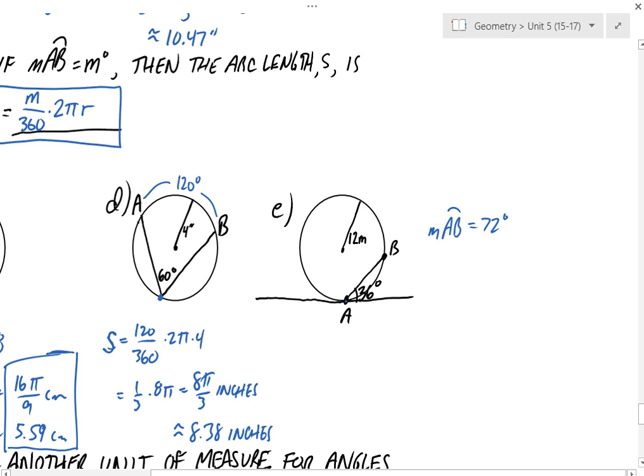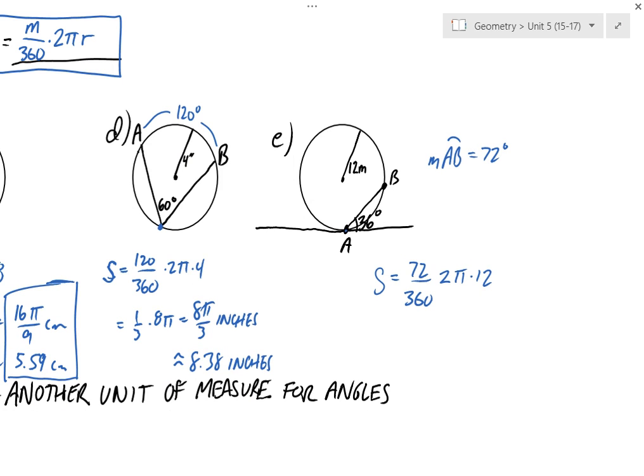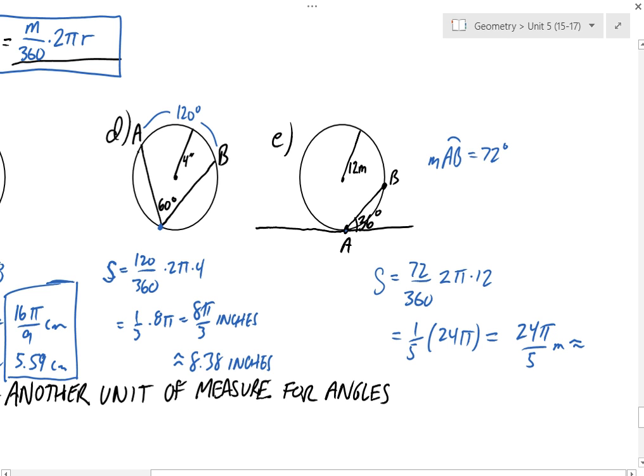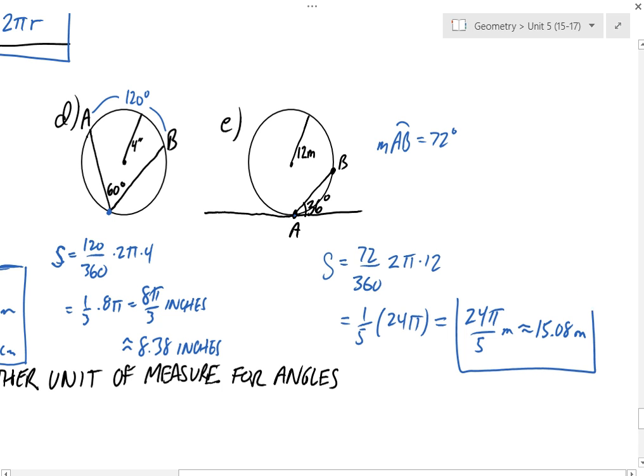And so to find the length of the arc, it is going to be 72 over 360 times the circumference, which is 2 times pi times 12. 72 over 360 is 1/5 of the circle, so we're going to do 1/5 of 24 pi. In exact format, that is 24 pi over 5, and that is in meters, and that is approximately 24 pi divided by 5 on the calculator, about 15.08 meters. So again, we have an exact answer and an approximated answer.